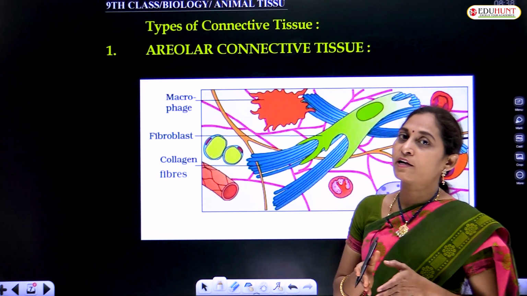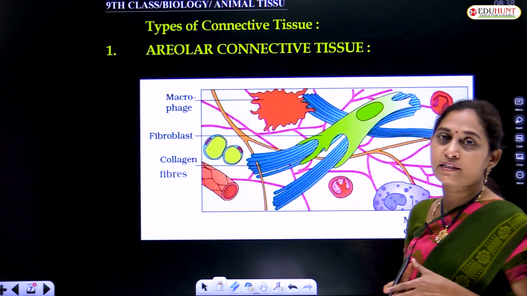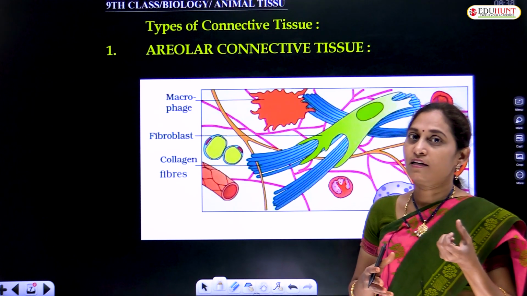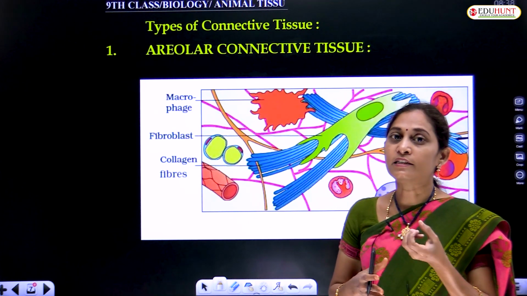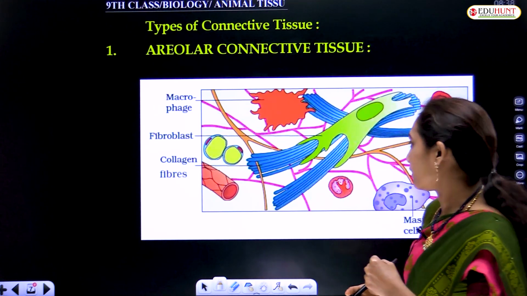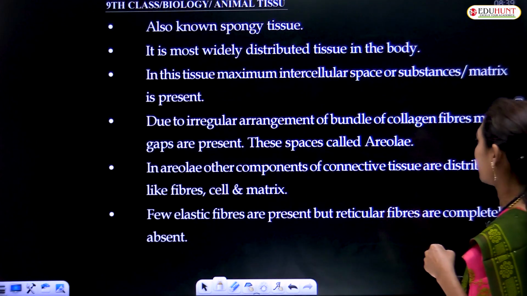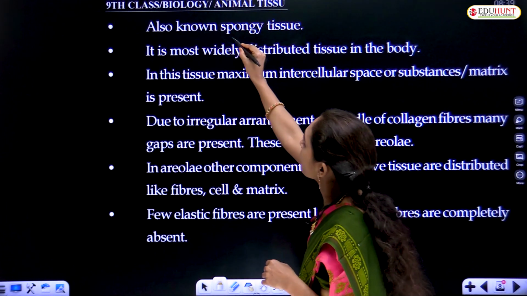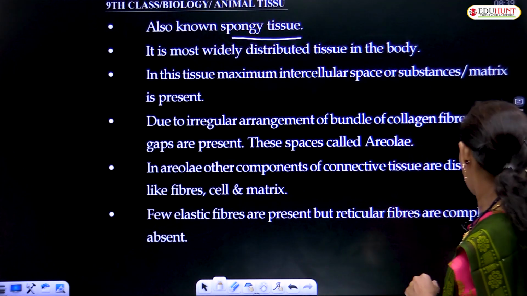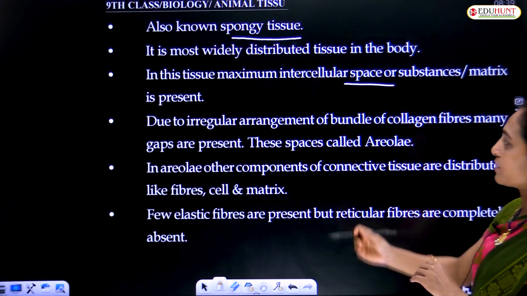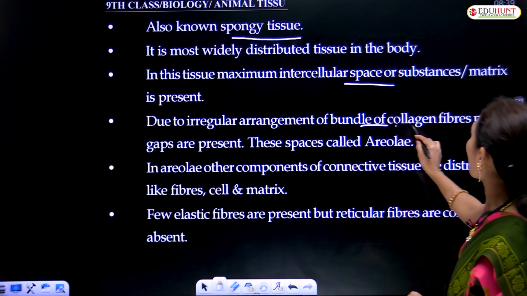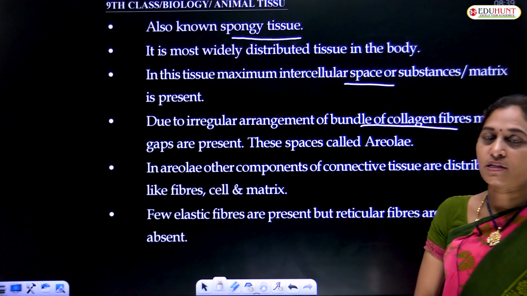Types లో we have already discussed areolar connective tissue. Areolar connective tissue అంటే it is like spongy. The intercellular spaces are more spongy like thing. It is not compact. It is also known as the spongy tissue, and maximum intercellular spaces are present in the tissue, and also bundle of collagen fibers present.